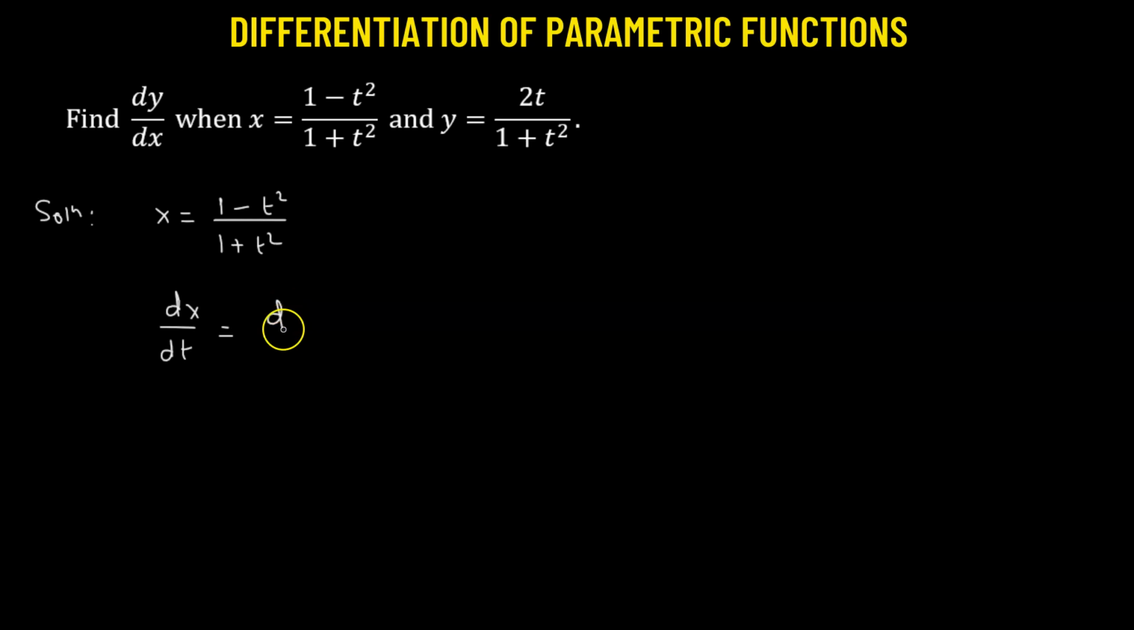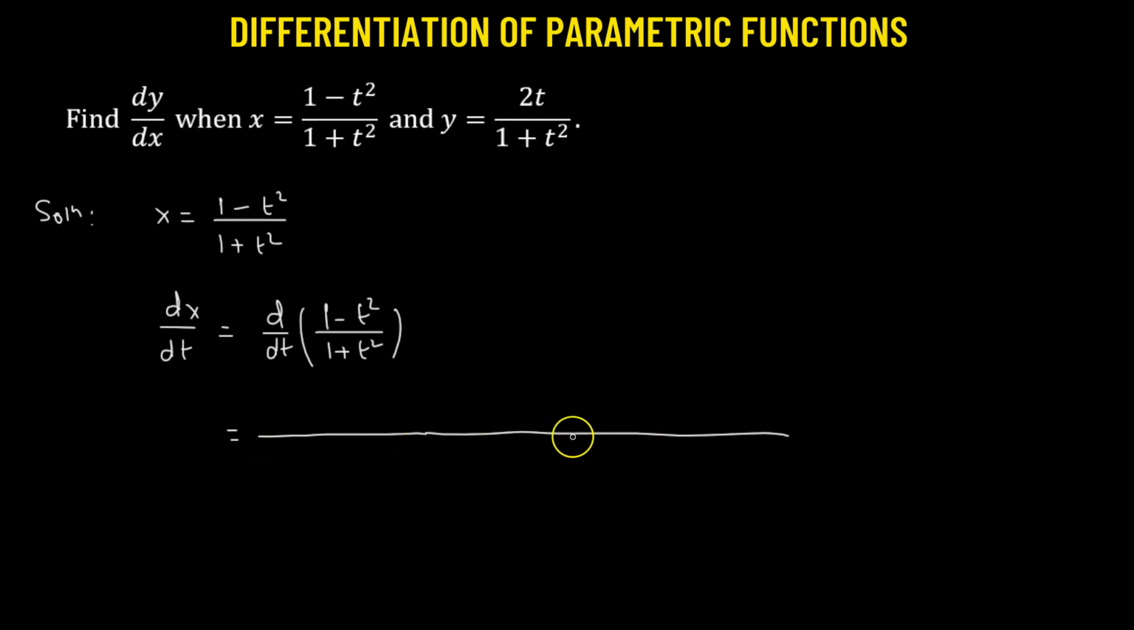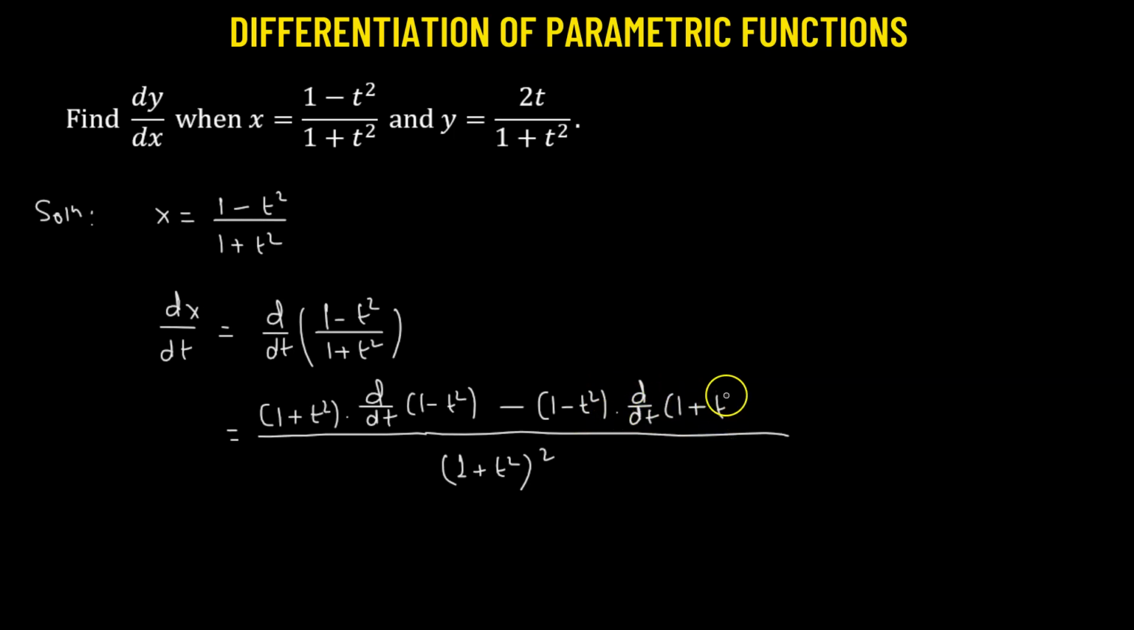which means we have to take the derivative with respect to t of (1 minus t squared) divided by (1 plus t squared). So let's take the derivative. Here we will use the quotient rule. For that we'll have our denominator, which is (1 plus t squared) whole squared. In the numerator we'll start with 1 plus t squared and multiply it by the derivative with respect to t of 1 minus t squared. Minus, we have 1 minus t squared, which gets multiplied by the derivative with respect to t of 1 plus t squared.